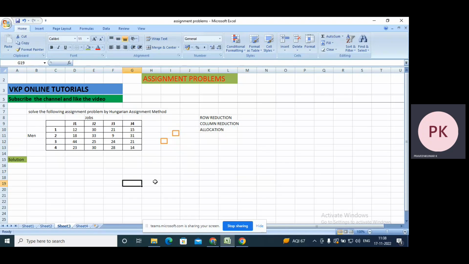Now, before applying the Hungarian assignment method, make sure the cost matrix is a square matrix. So this is a 4 by 4 matrix, so we can apply the Hungarian assignment method. To apply it, we need to remember these things: row reduction, column reduction, and allocation. Now let us see how to apply this Hungarian method for the given cost matrix.